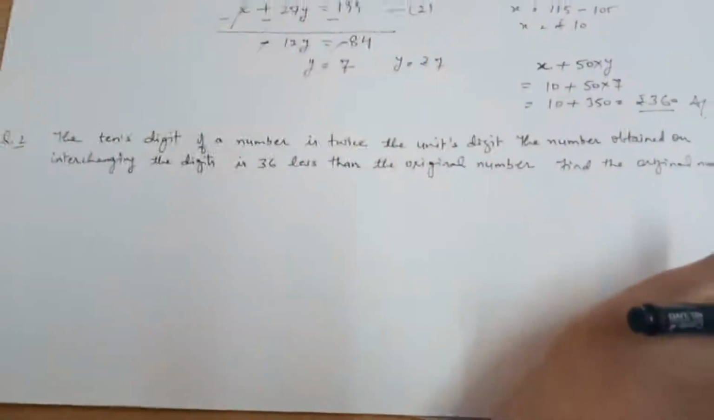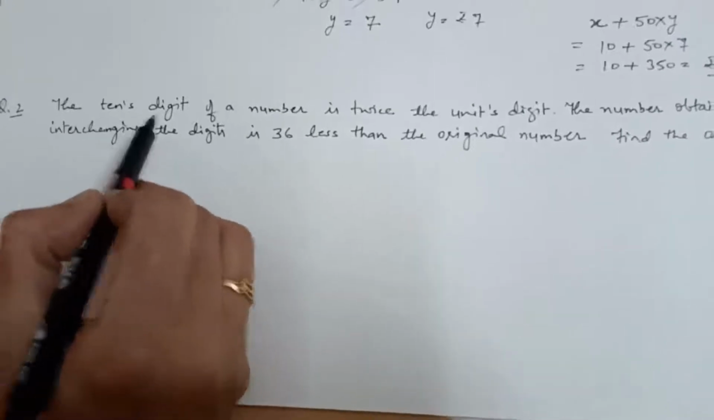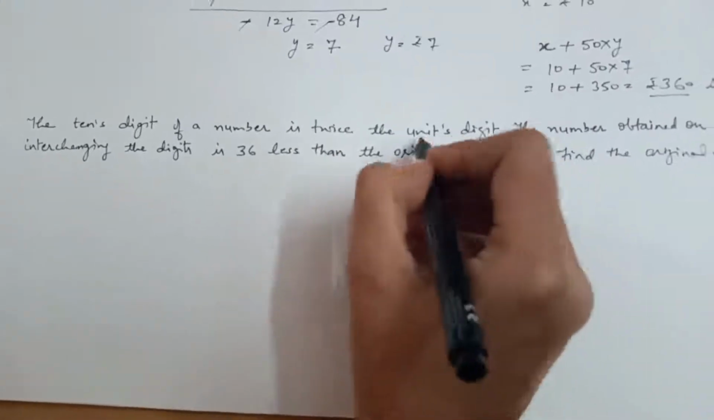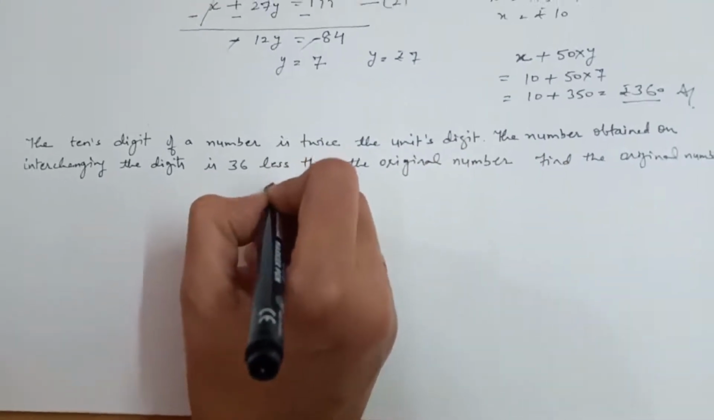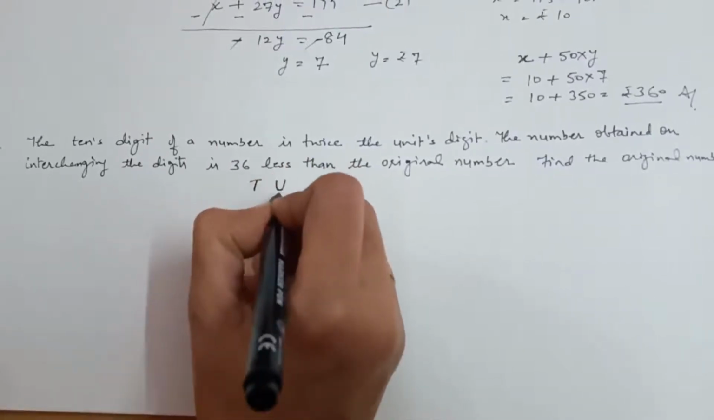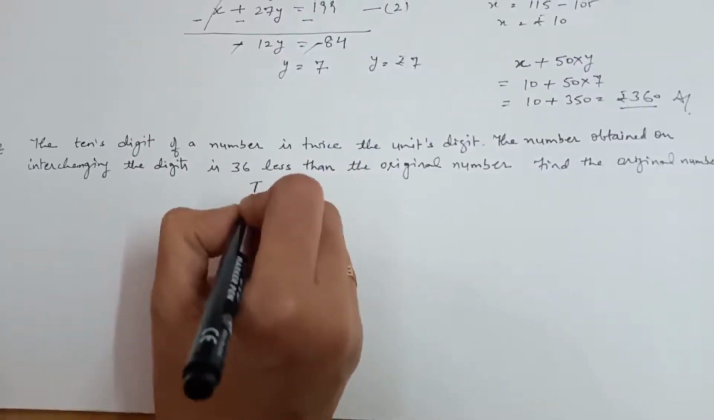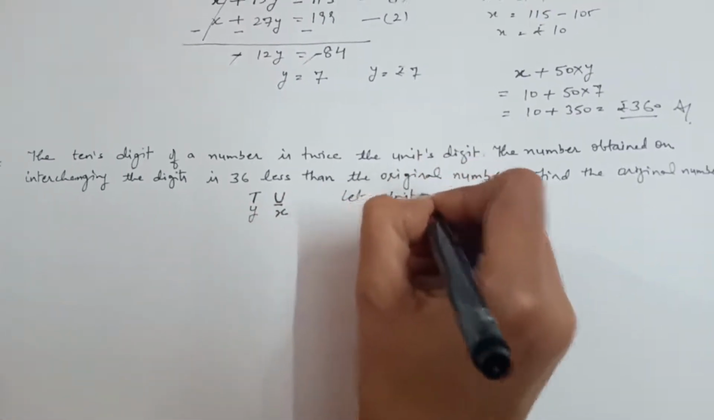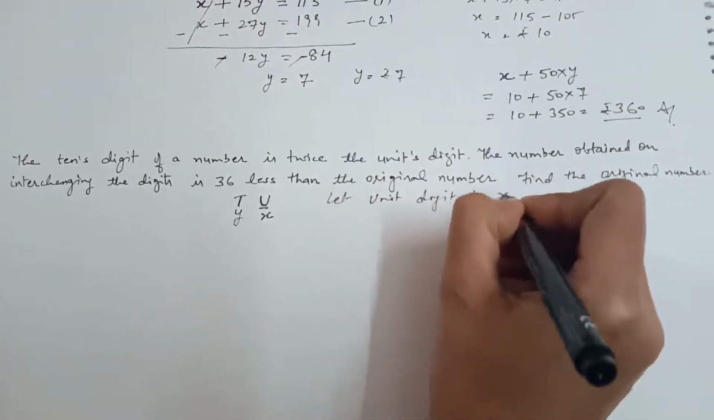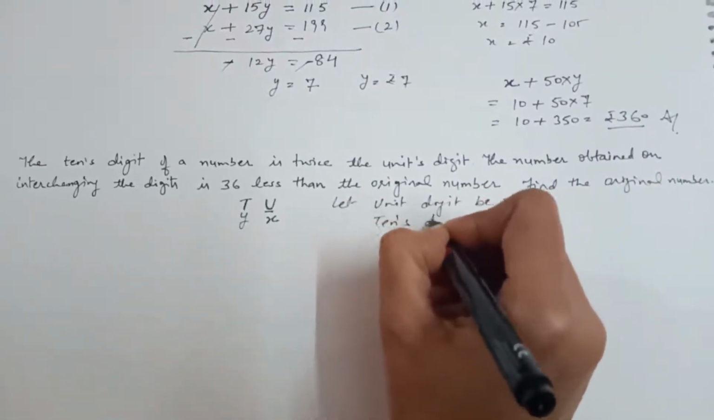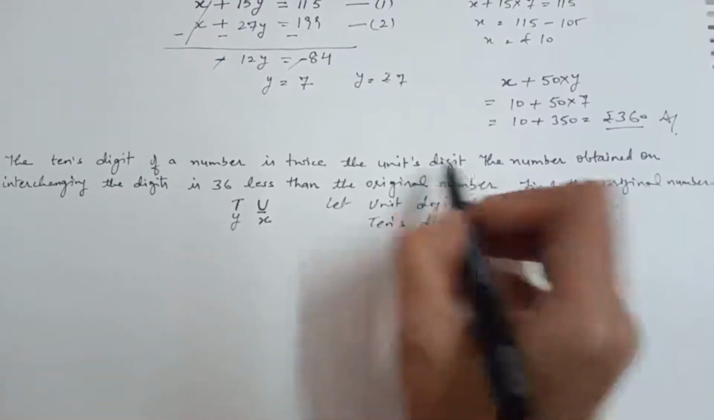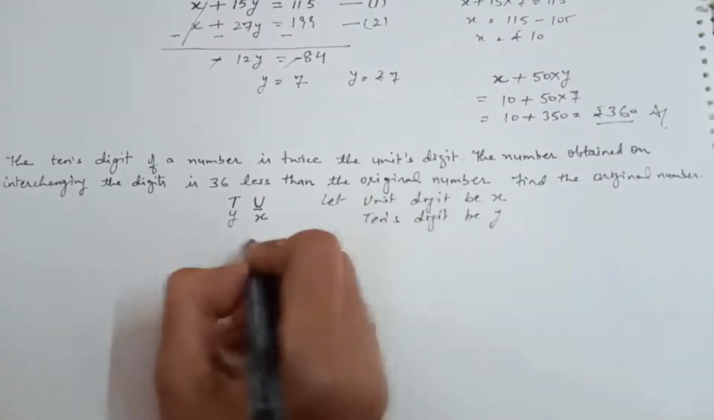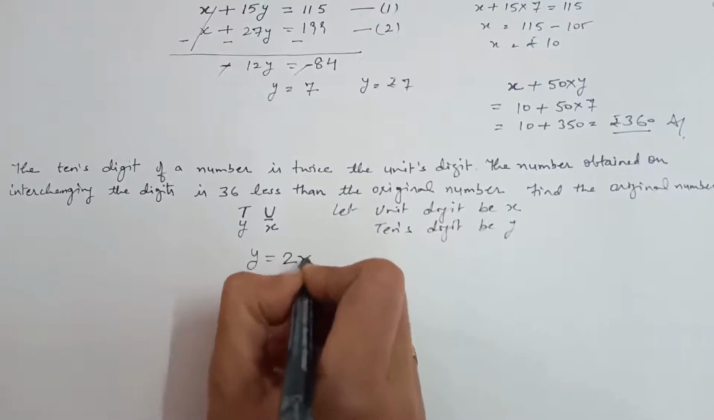Another question I am giving you, which is also most common. The tens digit of a number is twice the unit digit. It means I need to take x and y. A 2-digit number consists of a unit digit and a tens digit. Let the unit digit be x, and let the tens place digit be y. The tens digit of a number is twice the unit digit, which means the tens digit is equal to twice the unit digit, y equals 2x.